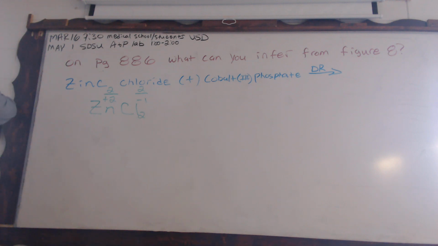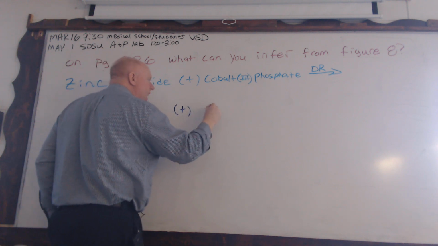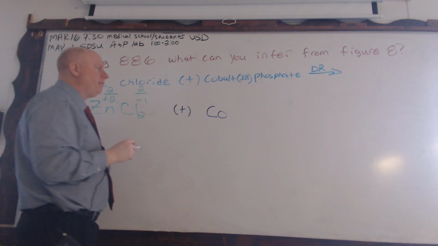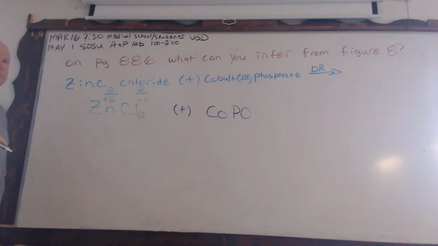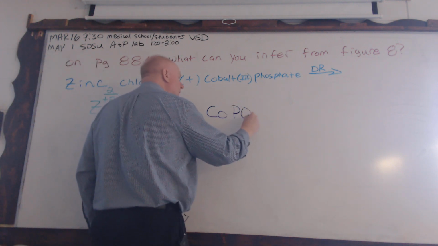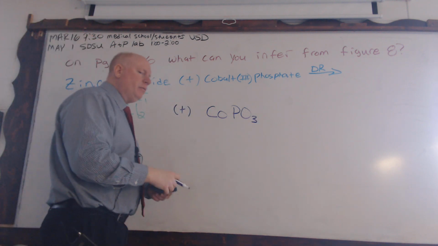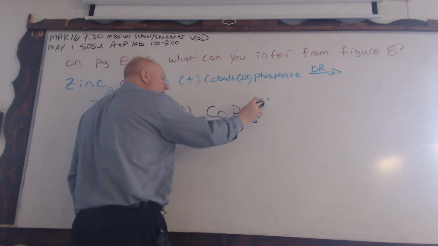Okay, so then we've got what is the symbol for cobalt? Co. What is the symbol for the phosphate ion? P, capital O. Is that it? No, you need a number next to the O. PO3? Okay. PO4. Well, is it 3 or is it 4? It's 4.